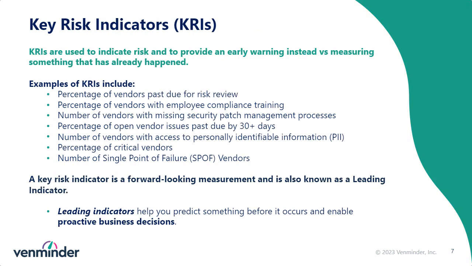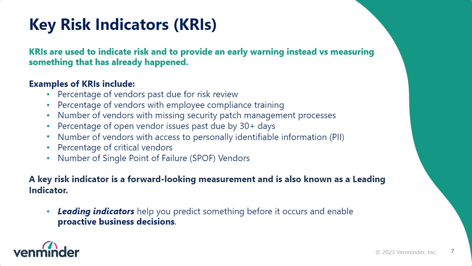Now, on the other hand, we have our key risk indicators, or KRIs. And just like it sounds, they're used to indicate risk and warn us in advance to prevent something from happening or risk from getting worse. It's always a forward-looking indicator. We also call them leading indicators, and they're used to make proactive business decisions, right? We're going to do something before something else happens.